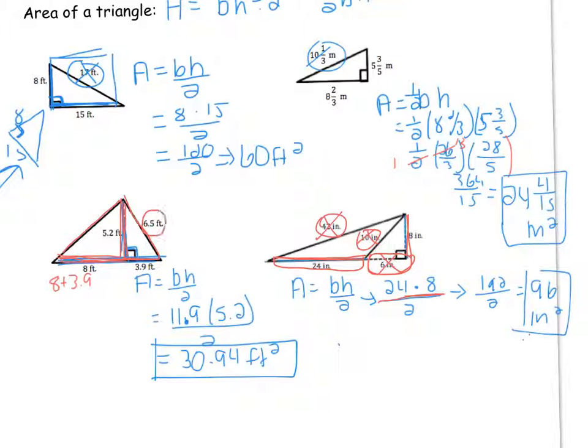Notice this is a side length. It is not the height, so we're not going to use that. I chose not to do two different triangles. I just added together to get a length for my base of 11.9, and I used that. So 11.9 times the height, and again the height is that perpendicular distance between the base and its opposite point, right like that, and then divided by 2. So I ended up with 30.94 feet squared.